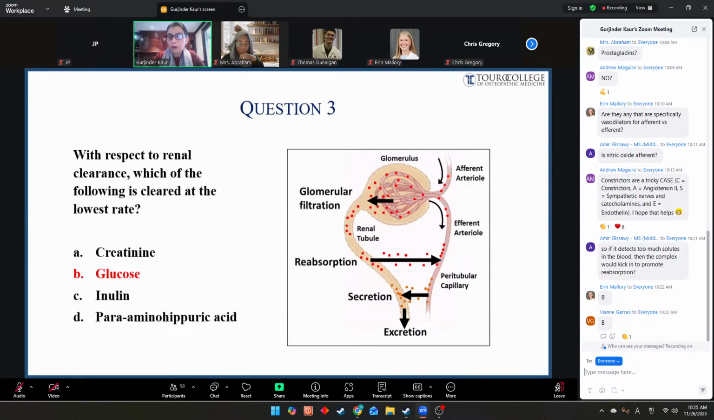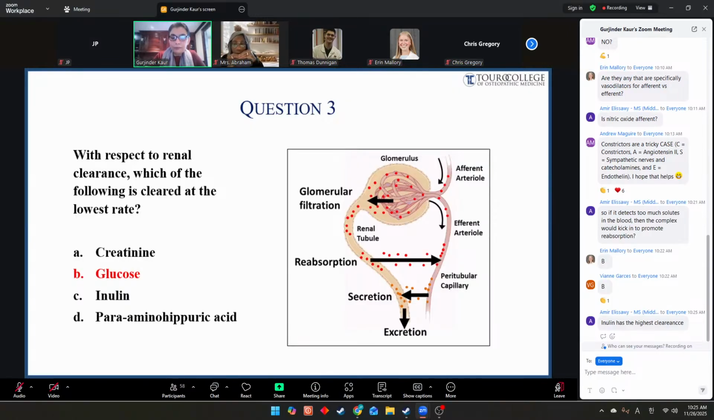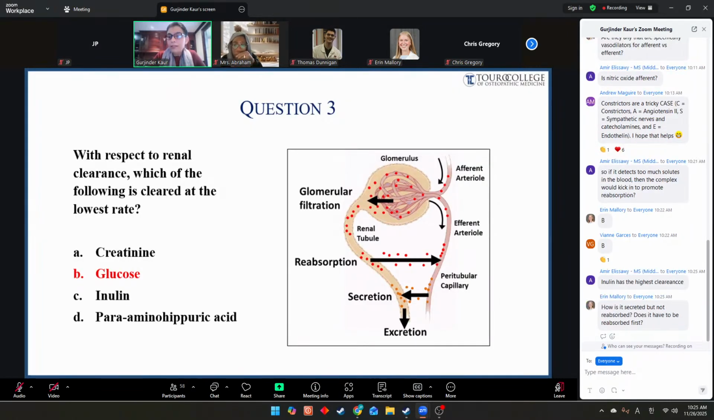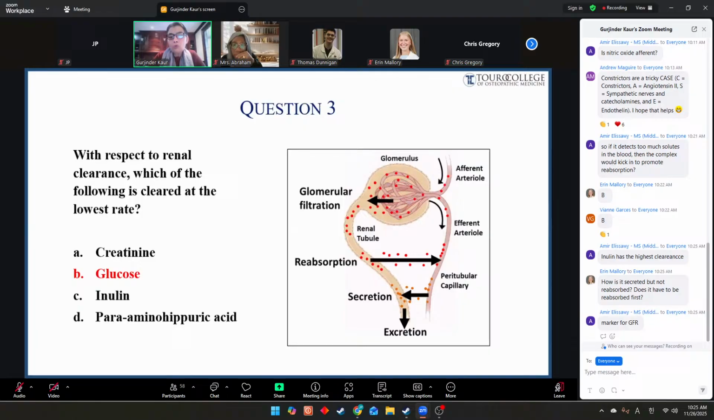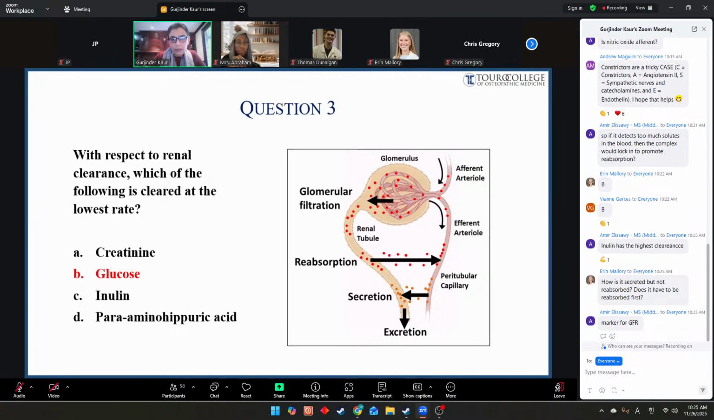And what kind of marker is it? Inulin has the highest clearance. Very nice. It's all freely filtered. Erin, what's your question about?